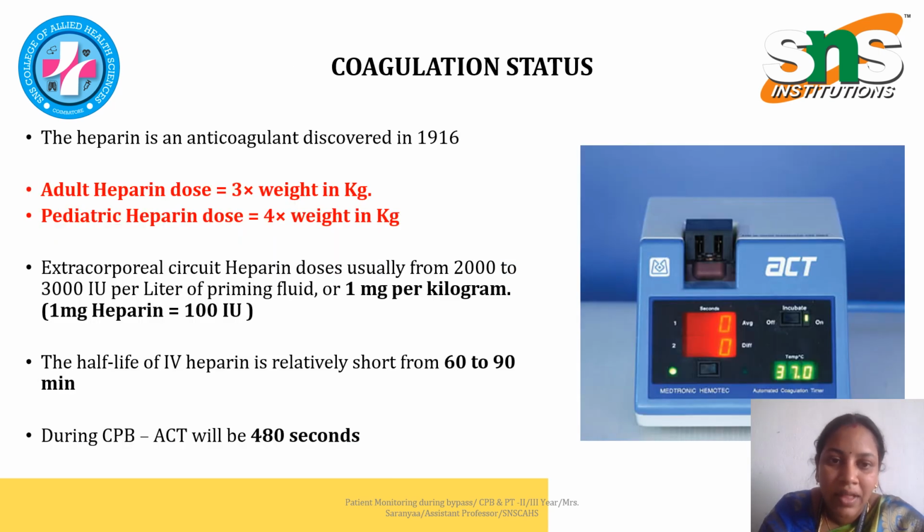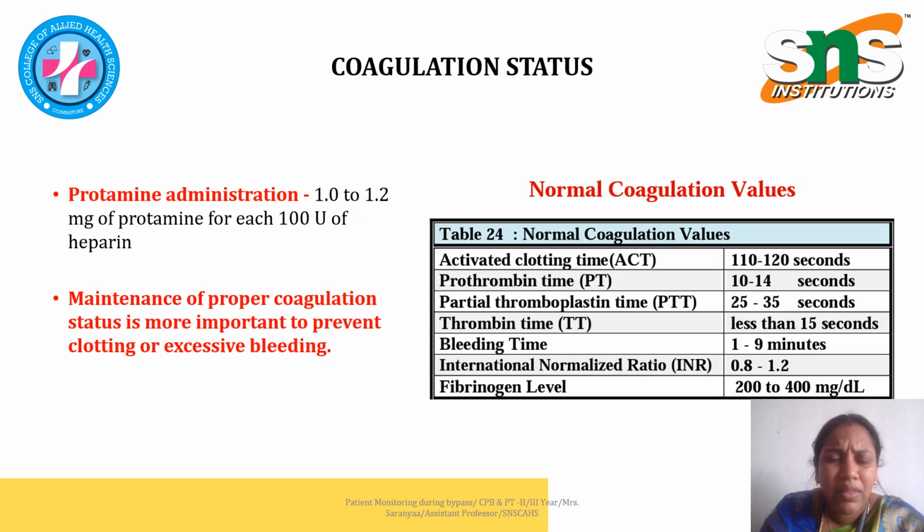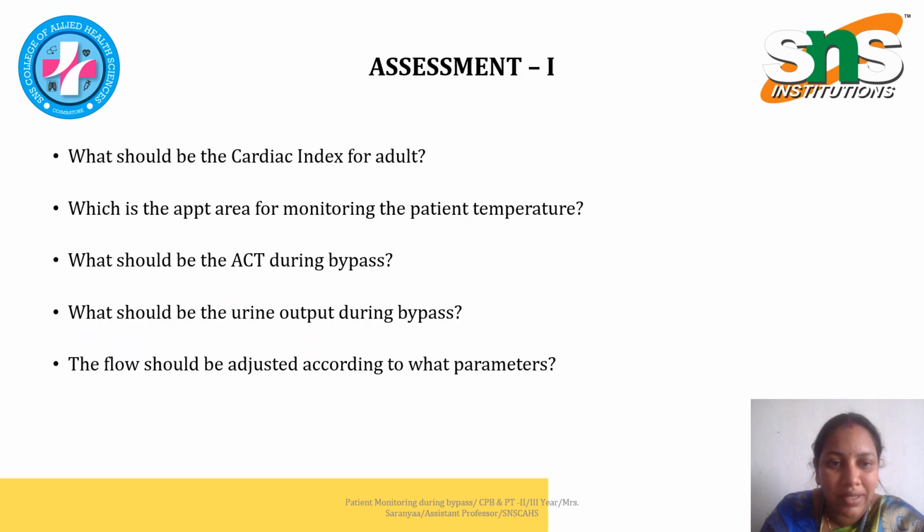Coagulation status is a very important thing: you want to maintain the anticoagulation effect in the patient by administration of heparin. The heparin dosage will be 1 mg per kg, which is equal to 100 units. And for the coagulation status, at the end of the bypass you want to administer protamine, which is very important, because protamine acts as an antidote for heparin. So these are the major things that you have to monitor.